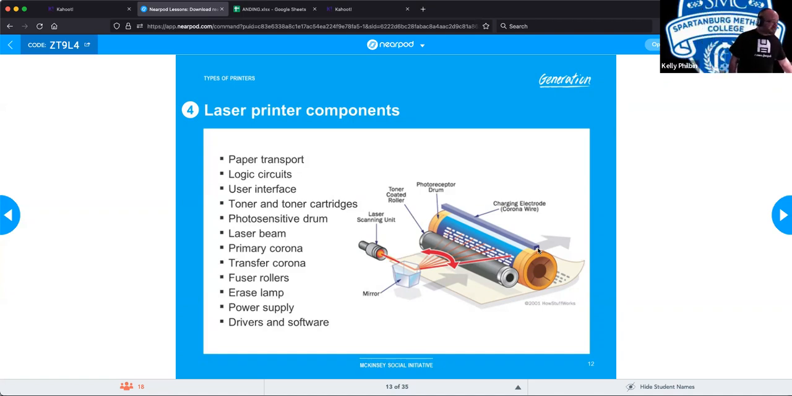And then obviously, in order for it to be able to communicate with the computer and the computer to communicate with it, we need to have the proper drivers and software to set up that communication medium. So these are just the basic components. Now I believe we're going to walk through the process of laser printing.